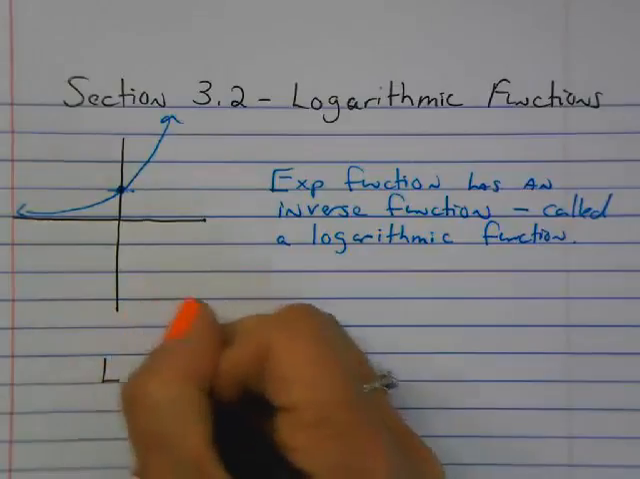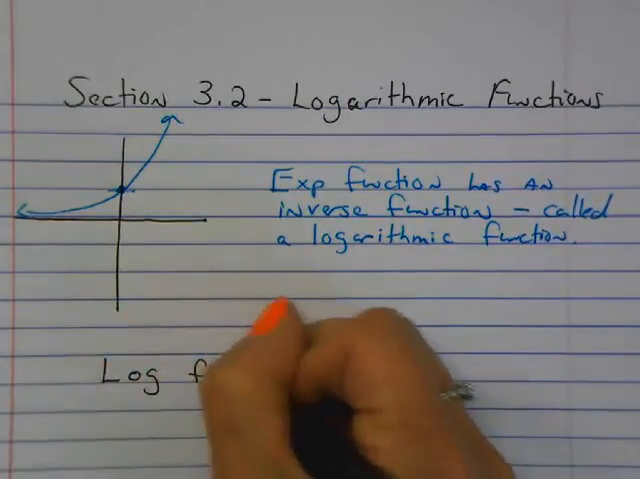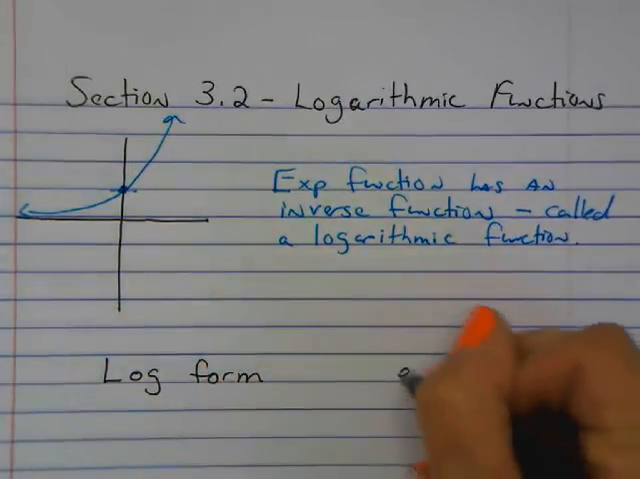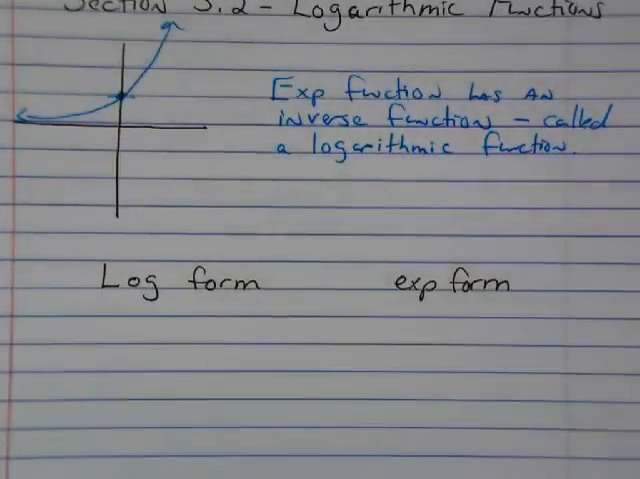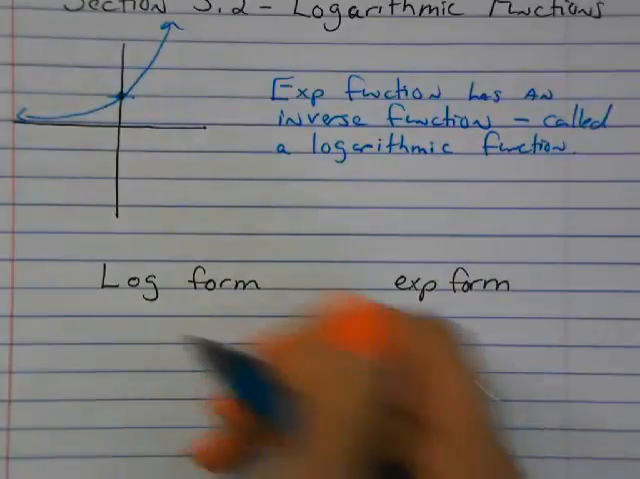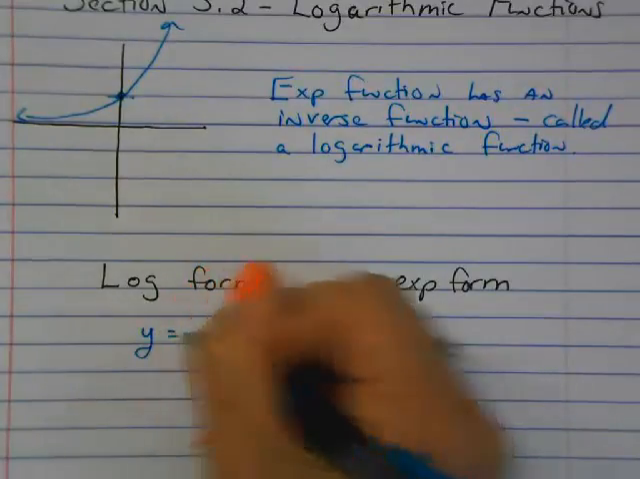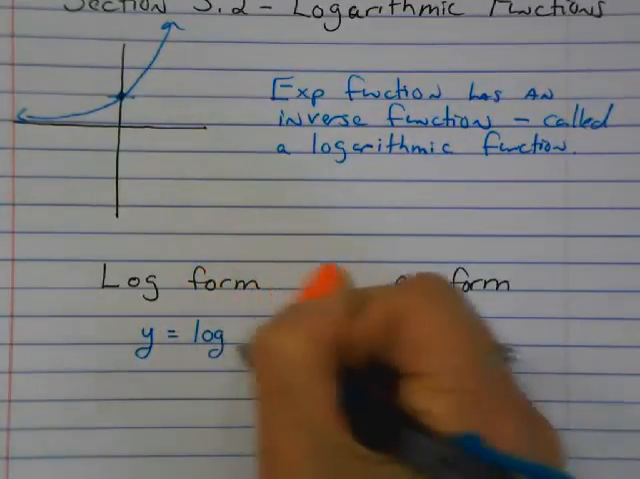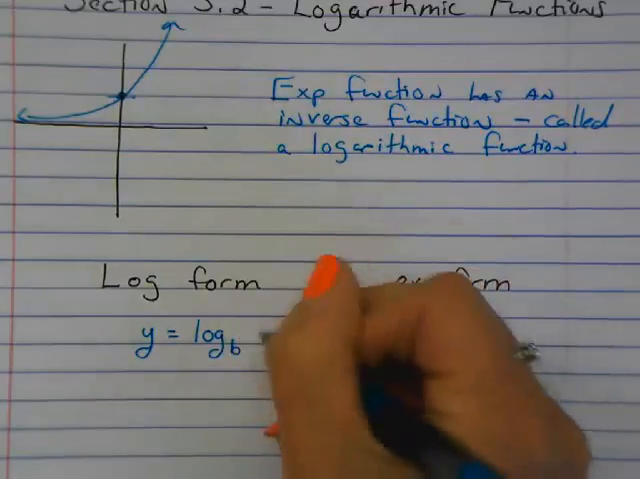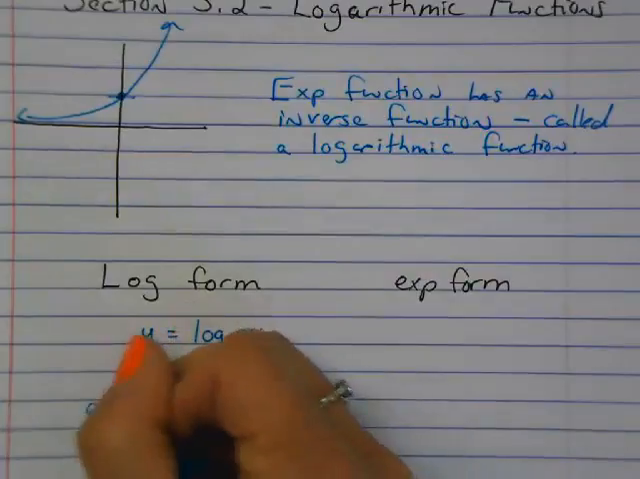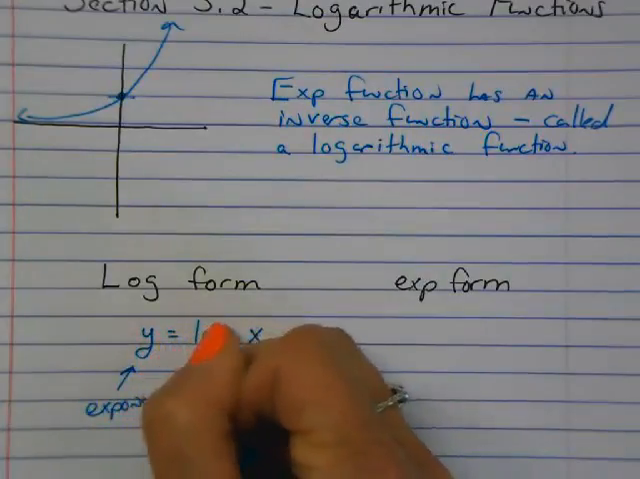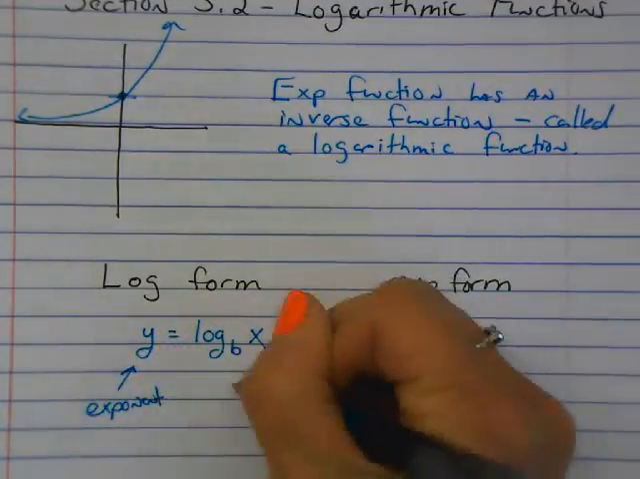One other thing I want to do, and we're going to add this to our rules for Chapter 3, is to be able to talk about something in log form and something in exponential form. You're going to need to be able to go back and forth between the two forms. In log form, it's y is equal to log of some base b, x. This becomes the exponent, and this is your base.